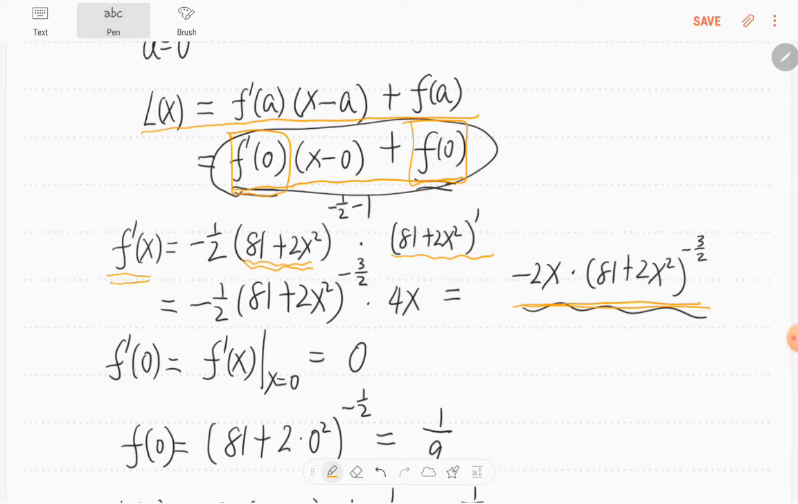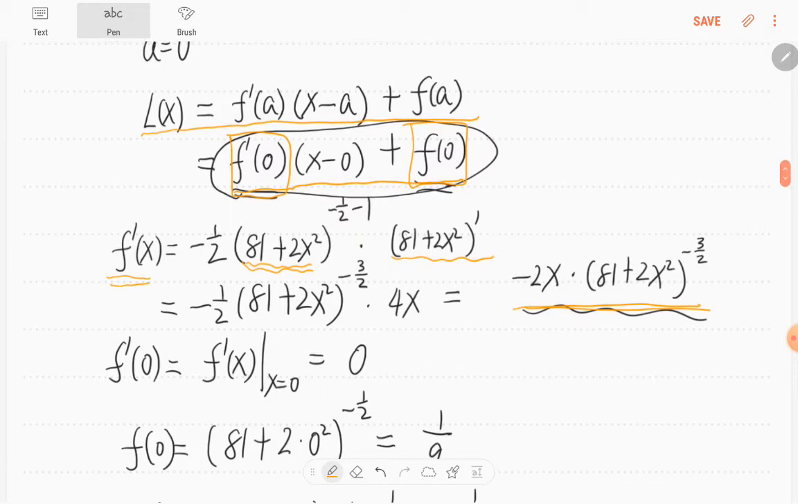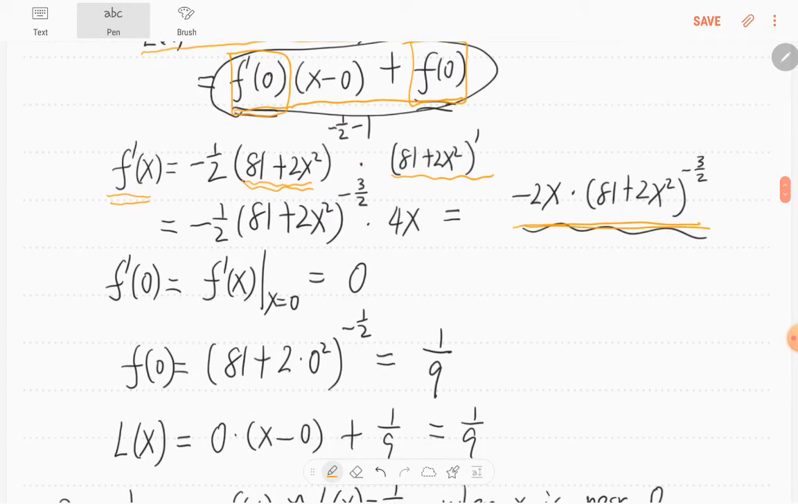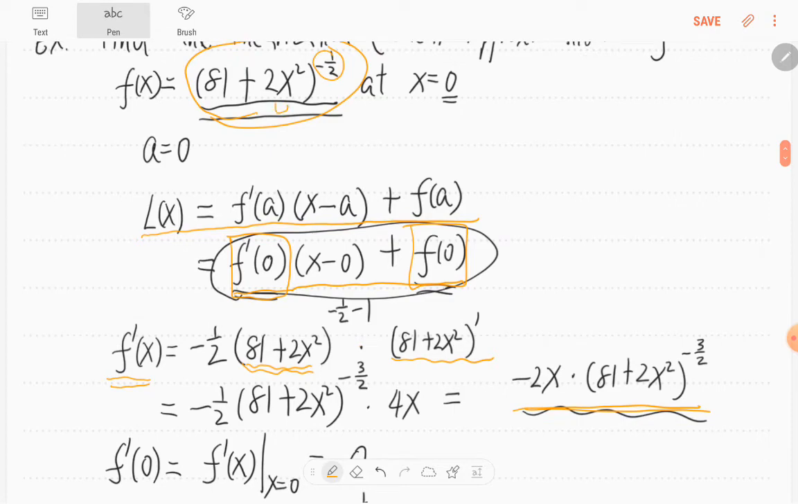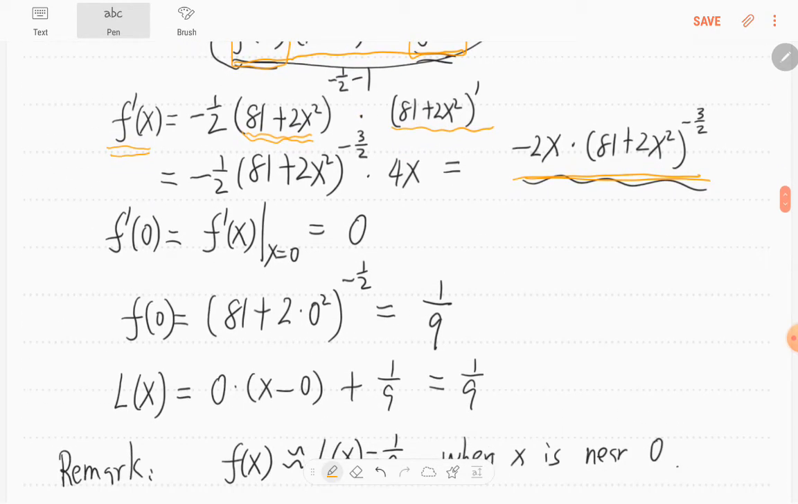Then we need to plug in 0. Plugging x equals 0 into f prime of x, you will see it's equal to 0. Then what is f of 0? For f of 0, you just replace x with 0 here. So you will have this one, which is equal to 1/9.